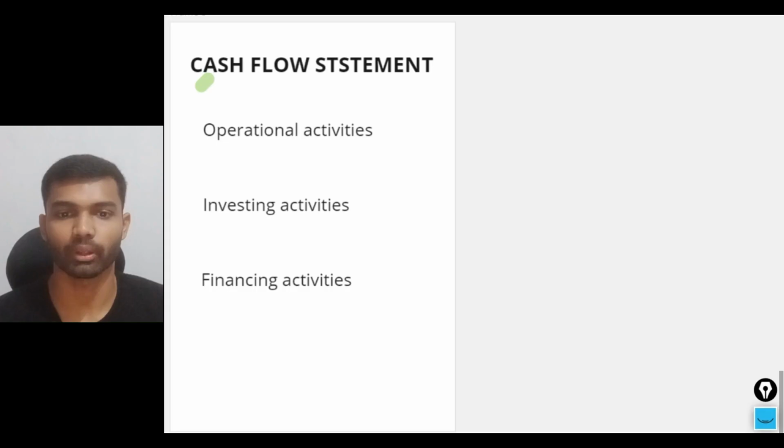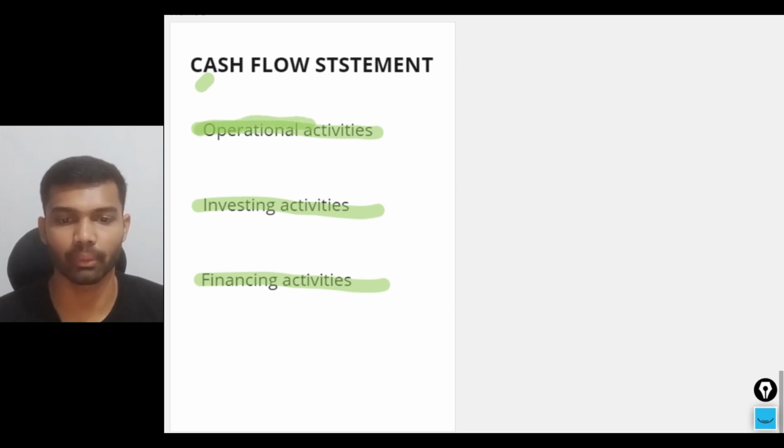Okay, let's get started. Broadly, we can classify the cash flow statement into three types. They are cash flow statement from operating activities, cash flow statement from investing activities, and cash flow statement from financing activities. What the cash flow statement from operating activity means is all that the company used to spend in their day-to-day activities like marketing, sales, likewise. That all comes under the operational activities.